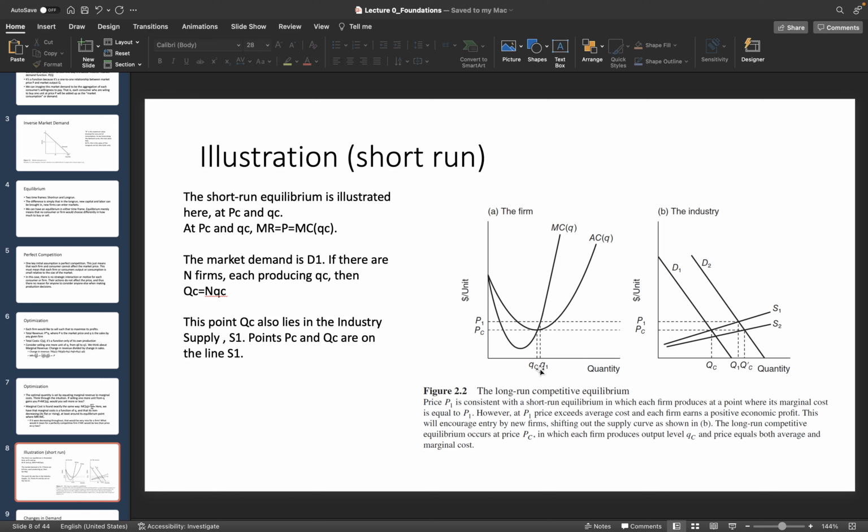There are n different firms, each producing small QC. Then big QC is just small QC times n, for n sellers. And in fact, that big QC, that n times QC, is essentially this here. This is the supply function for the industry. This one.